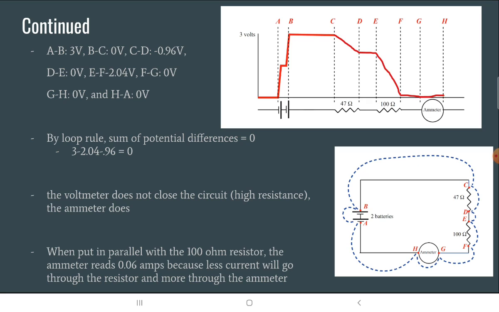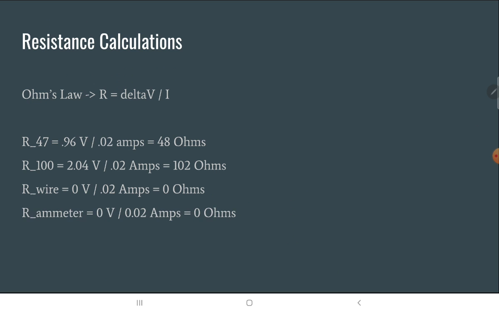Again, it's important to note that the voltmeter does not close the circuit because it has high resistance, but the ammeter does. Next, we replaced the voltmeter with a second resistor with 100 ohm resistance, and the ammeter reading went up to 0.06 amps. And that's because less current will go through the resistor and more current will go through the ammeter because that has less resistance.